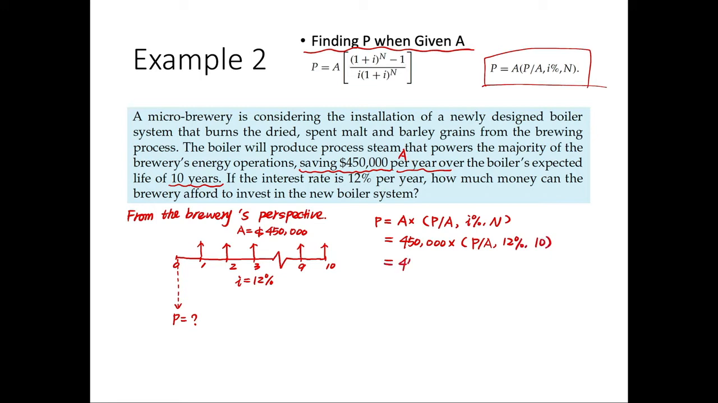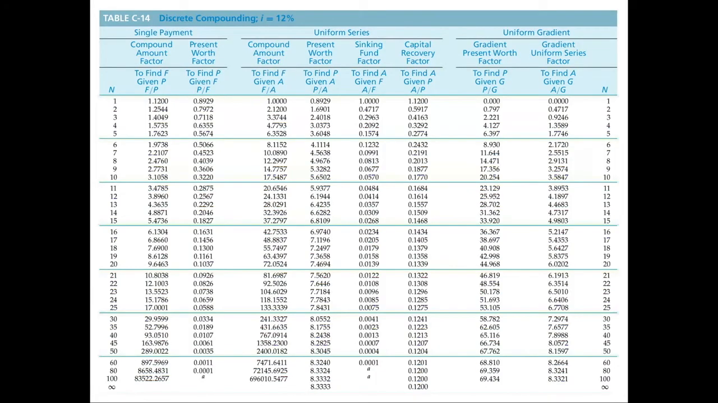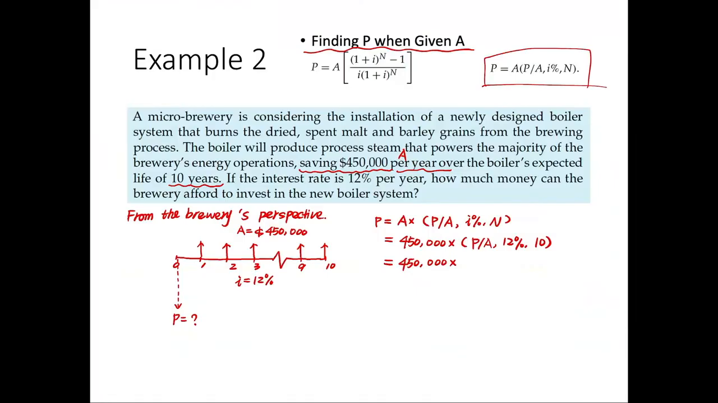Okay, so now you need to find out the exact factor value from the table. So the table is the I equals to 12. That's the table. And then you want to find out the column. Column is to find P given A. And the row is N is 10. So this is your factor. Okay, so 5.6502.